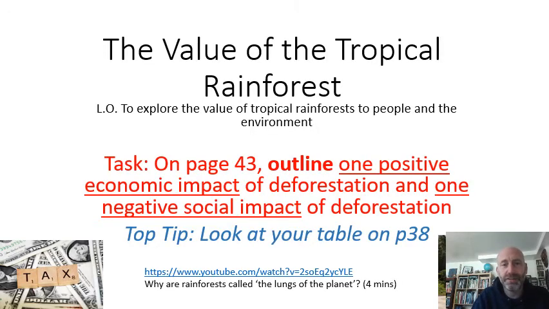So as I said, what we're looking at today is the value of the tropical rainforest. We're going to explore the value of it to people and to the environment. And on page 43, there's a task asking you to outline one positive economic impact of deforestation and one negative social impact. So think back to what you did in lesson 6. How is deforestation benefiting people economically? Think about what economic means and try and give an example. And then as an alternative, how does it have a negative social impact on people? So how will deforestation affect people?